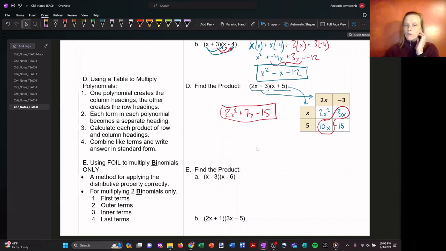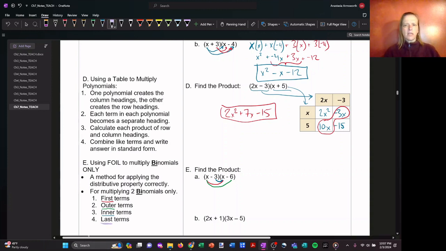FOIL stands for first terms, outer terms, inner terms, last terms. So if I do my first terms here in red, that's the first term times the first term. And then maybe outer terms here in green would be the outside term with the outside term. And then the inner terms would be the two that are closest together here in the middle, the negative 3 and the x. And then lastly, we have the last terms, which is the -3 and the -6.